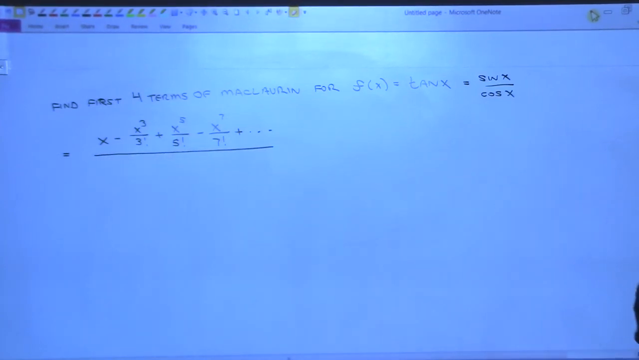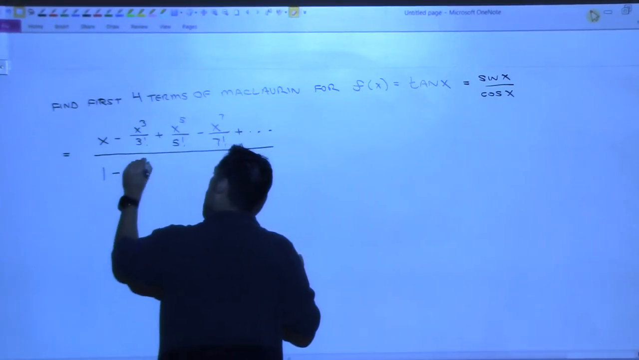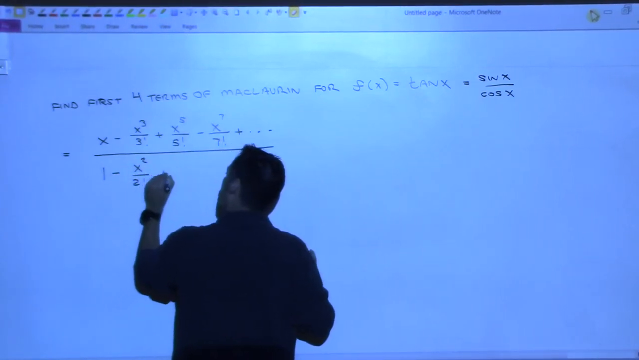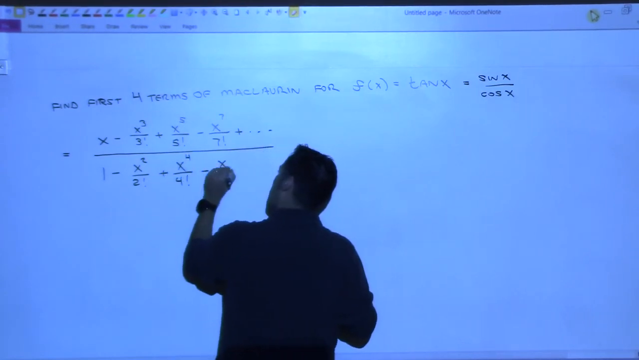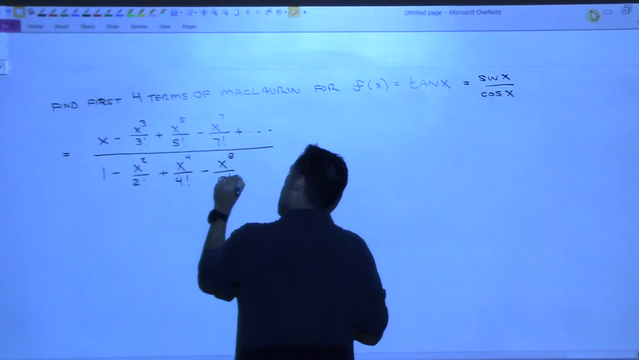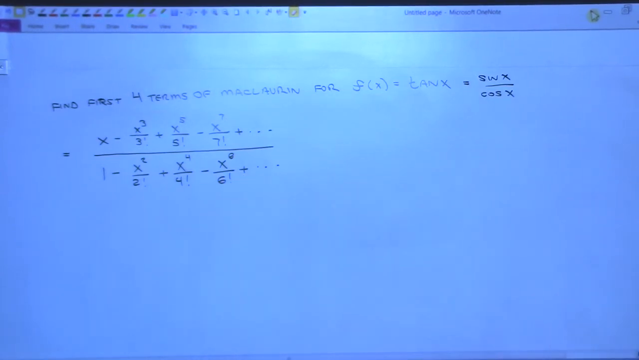the power series for cosine: 1 minus x squared over 2 factorial plus x to the 4th over 4 factorial minus x to the 6th over 6 factorial plus dot, dot, dot. All right. How do you divide 2 power series?